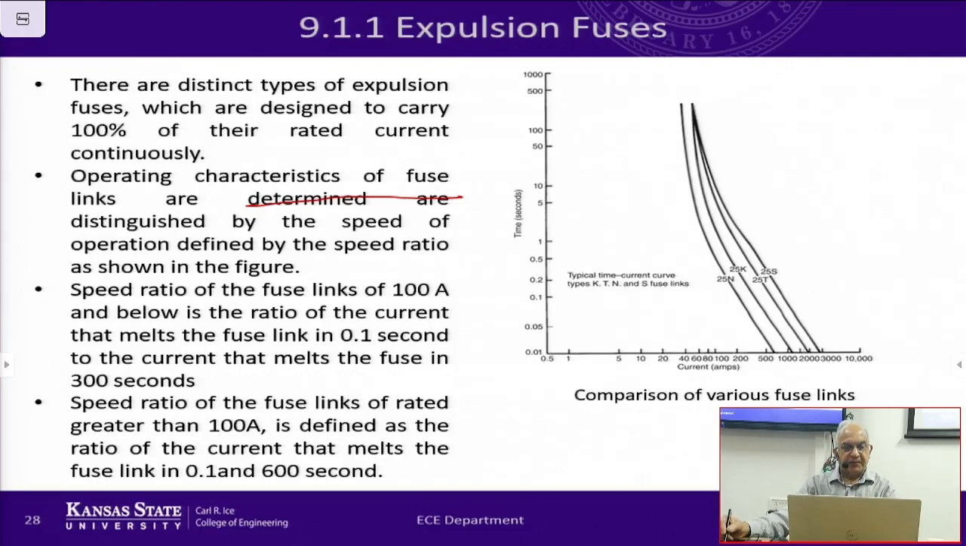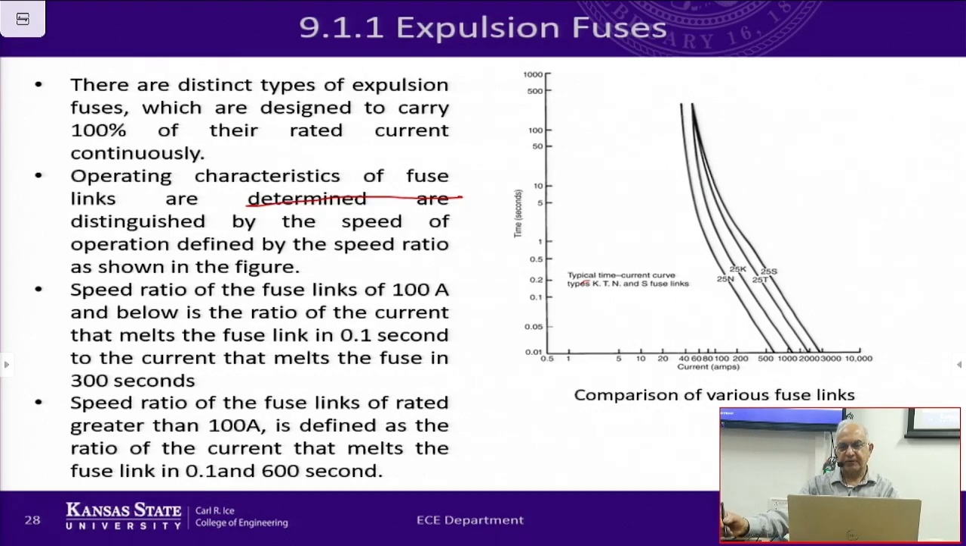Okay, and the speed ratio of a fuse link of 100 amps and below is the ratio of the current that melts the fuse link in 0.1 second to the current that melts the fuse in 300 seconds. So you take the ratio of the currents, and this is called the speed ratio. And for a fuse link rated greater than 100 amps, it is defined as the ratio of the current that melts the fuse link in 0.1 and 600 seconds. So this is a distinction.